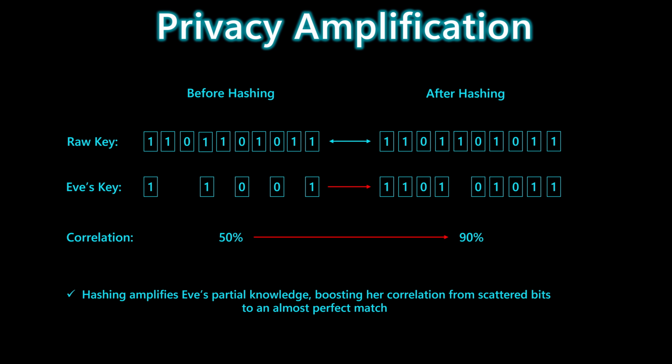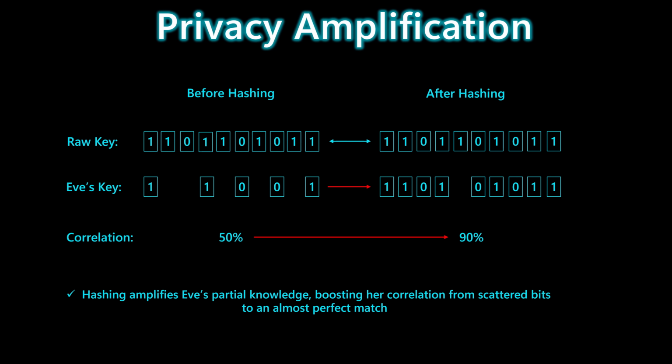If we measure the similarity between the two keys at this stage, the correlation is only about 50%. That means Eve has fragments of knowledge scattered throughout the key, but nothing close to a full reconstruction. Now look at the right side. This is what happens after privacy amplification. Alice and Bob apply a hash function to compress the raw key into a shorter, final key. Under normal conditions, hashing destroys Eve's partial knowledge.